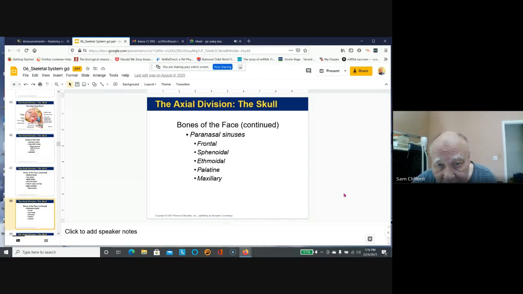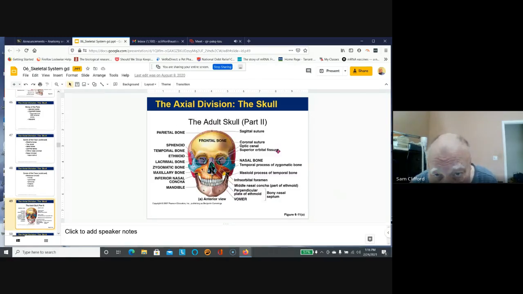Bones of the face. So we repeat these frontal bones and so on. So you have the zygomatic bone here, and the lacrimal bone basically has the tear ducts around it, nasal bone, vomer. So your job is to do WebAssign and to learn the bones that are presented in WebAssign.